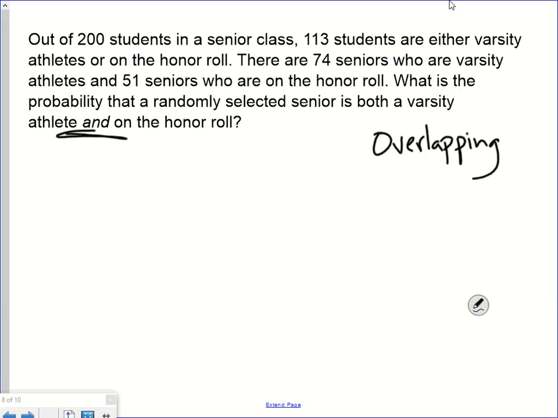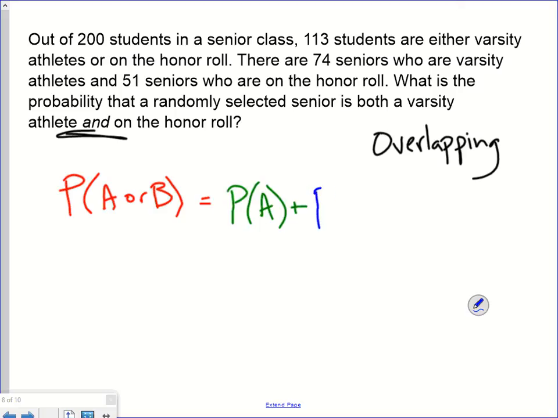And then what we're going to do is we're going to write the formula first of all. So P of A or B equals P of A. I'm using different colors for a reason here. Plus P of B minus P of A and B.